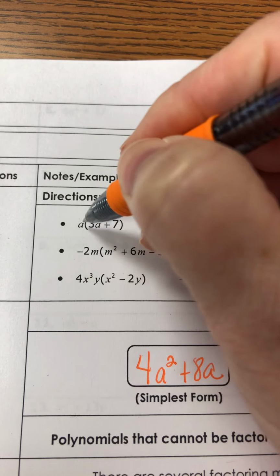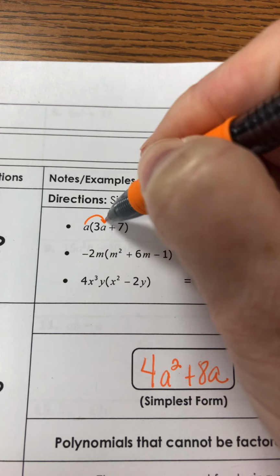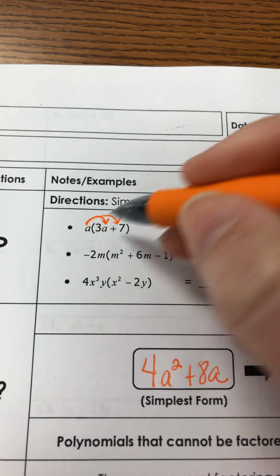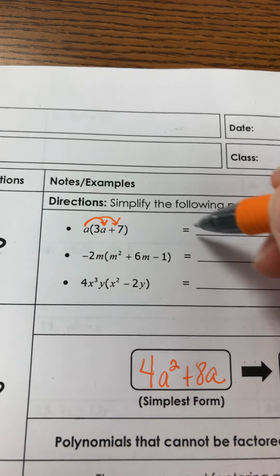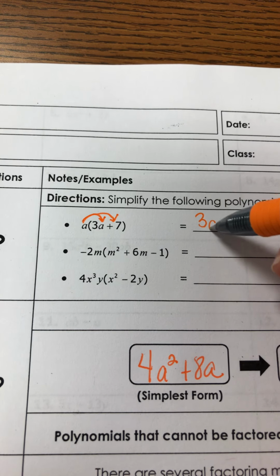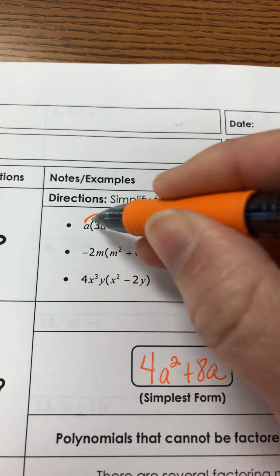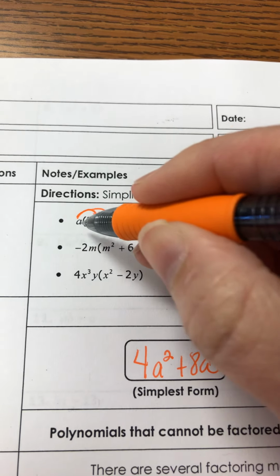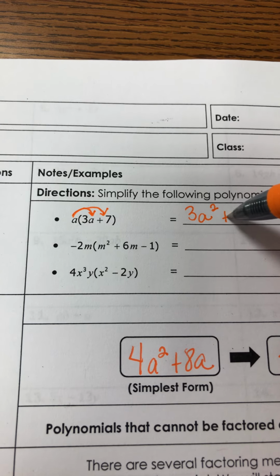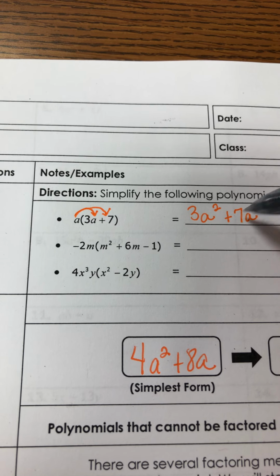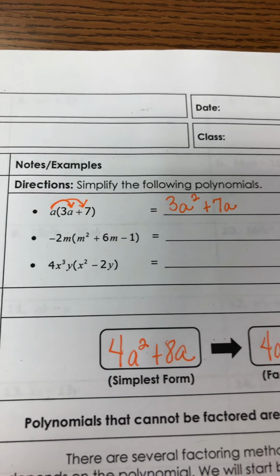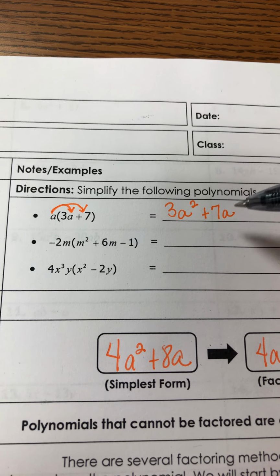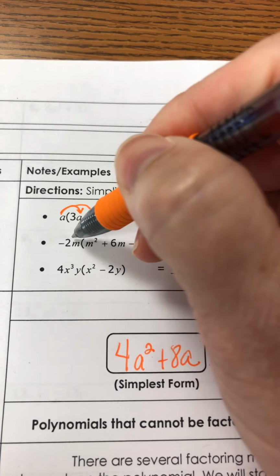We have a monomial a multiplied to the binomial 3a plus 7. So let's use the distributive property. We have a times 3a. Remember, when you multiply with the same base, which would be those a's, you add your exponents. 1 plus 1 is 2. And then a times positive 7 is just positive 7a. Put the number before the variable. And this is a simplified polynomial. It's in simplest form.